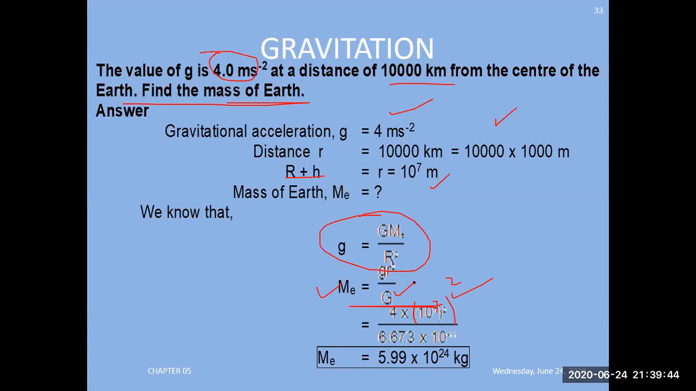So this is the same type of formula which we have already applied. But you need to understand the value of g formula. Why? Because here the value of g is given, the radius is also given, and G is constant. So if you are asked to calculate the mass of Earth, this will be your formula to calculate the mass of Earth.